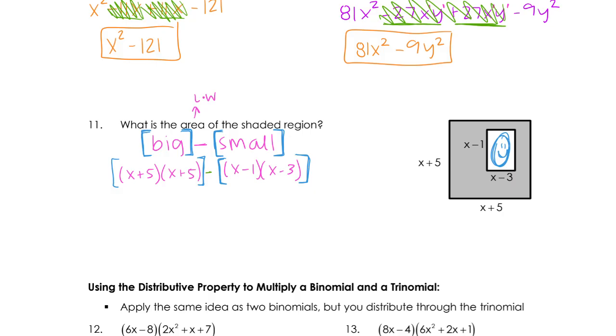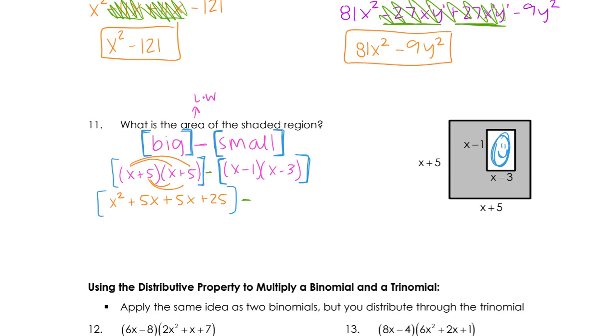So if we do that, first I have x times x is x squared. Outside, I have x times 5 would be plus 5x. Inside, I have another plus 5x. And then last, I have a plus 25. And again, I'm going to keep my brackets there, keeping that all together.